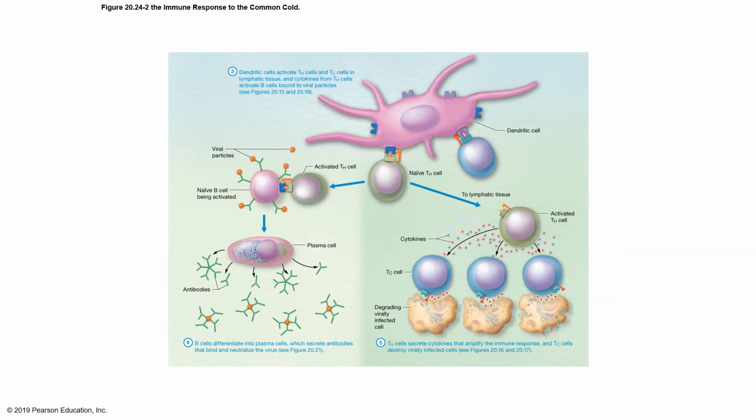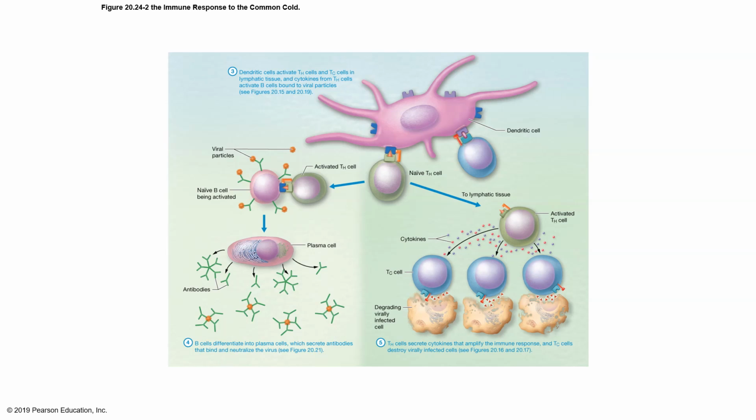Then the dendritic cells activate the helper T cells in your lymphatic tissues and your cytotoxic T cells. And they also activate your B cells that are bound to your viral antigens. So the B cells will start differentiating into plasma cells and start producing their antibodies, which then start neutralizing and destroying the viruses, which you can see here.